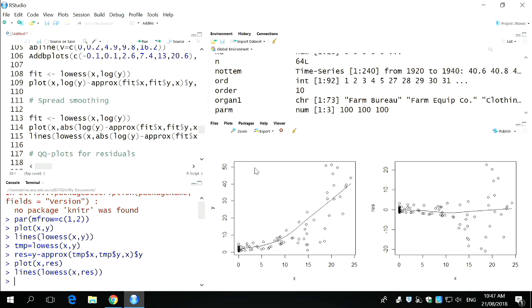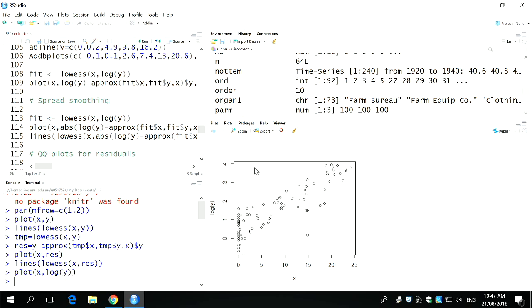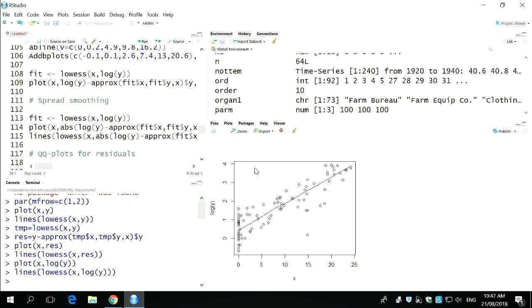Now, to complete this discussion, I'm going to just take x and log y, because I think this linearises the plot. So there's the plot of x and log y. Lines, lowess, x and log y. Okay, so there's my logged data. And if I produce a residual plot of that using lowess, I would go temp is lowess of x and log y.